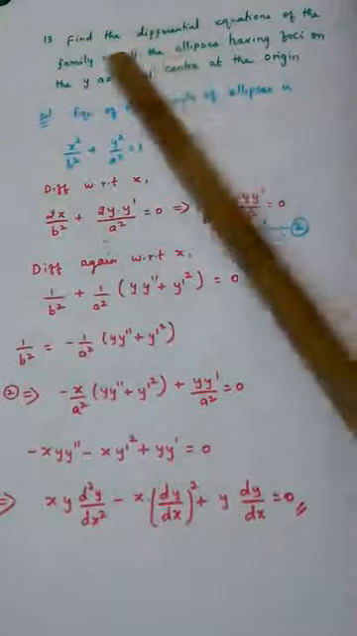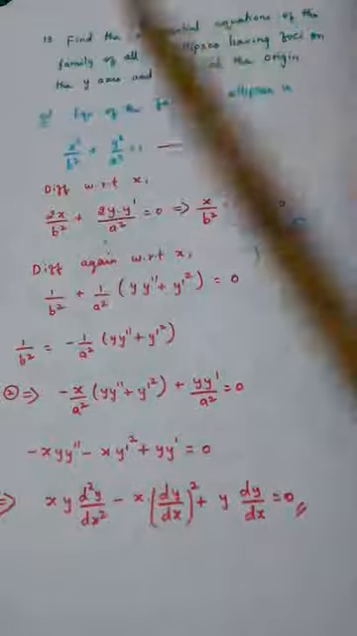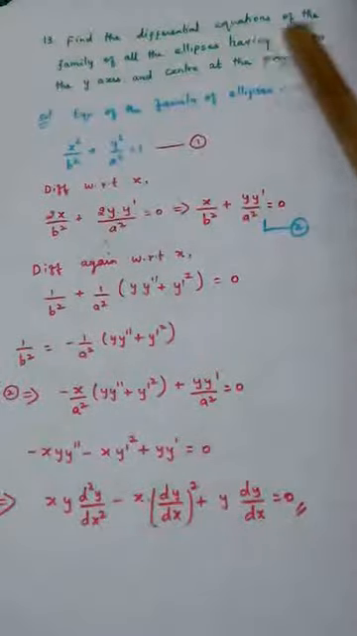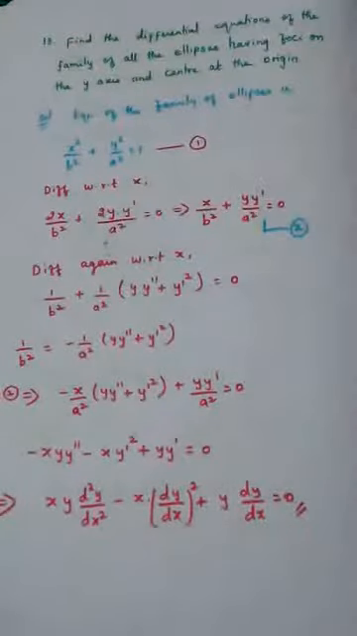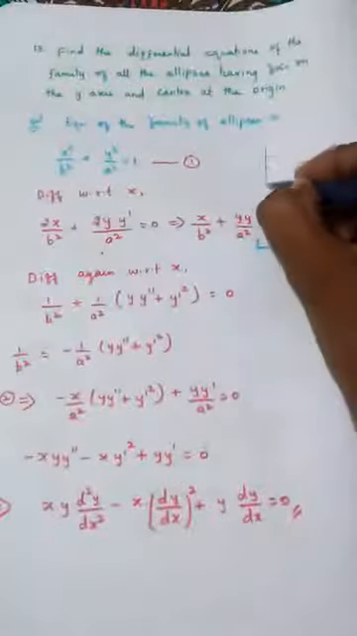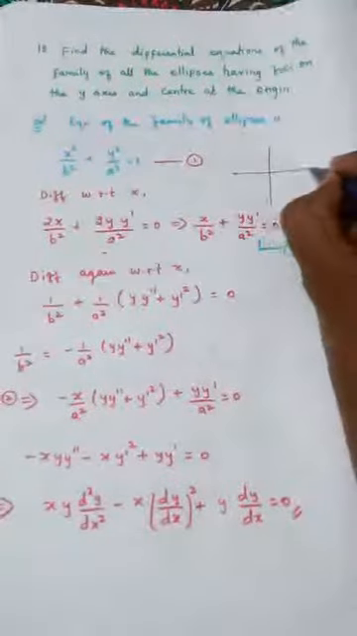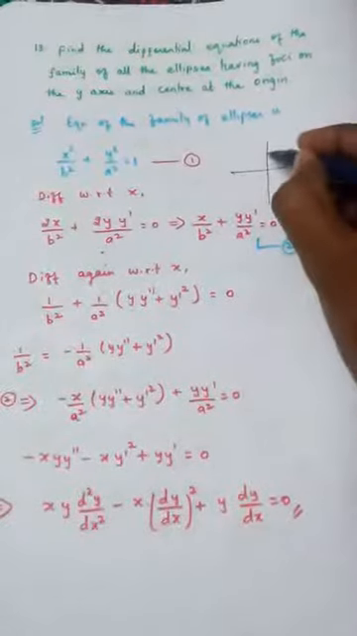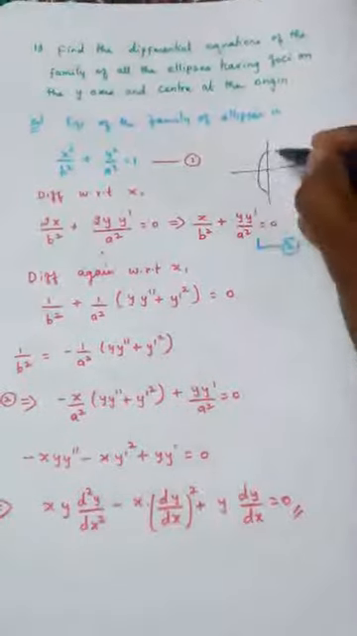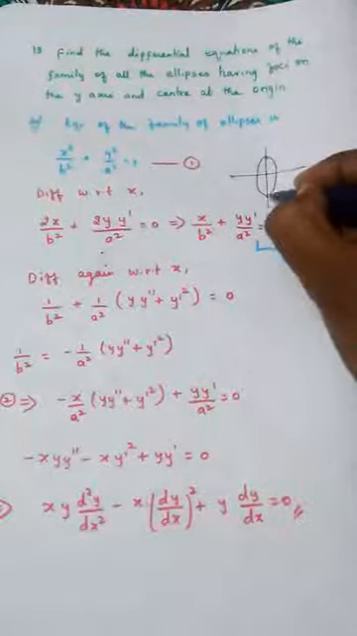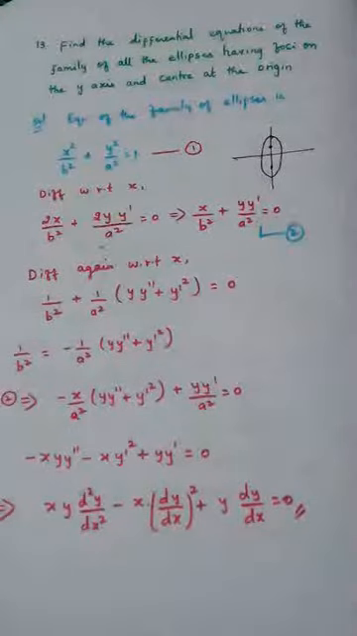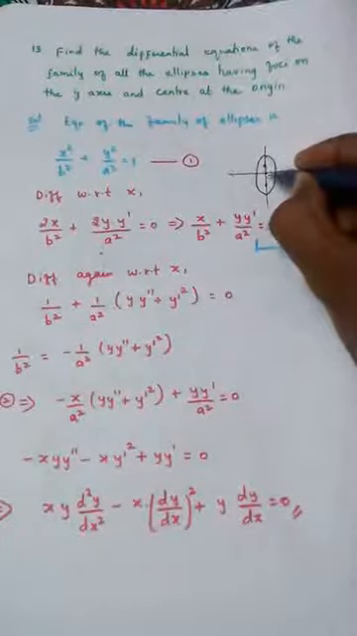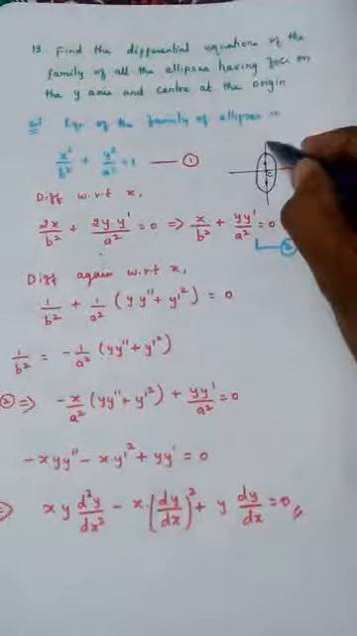Problem number 13. Find the differential equation of the family of all the ellipses having foci on the y-axis and a center at the origin. Suppose I'm drawing the diagram like this. This is the x-axis, y-axis, and the foci are on the y-axis. Therefore, the ellipse will look like a non-standard ellipse, of this kind. So the focus lies on the y-axis and the center is at the origin, which is called the center of the ellipse.